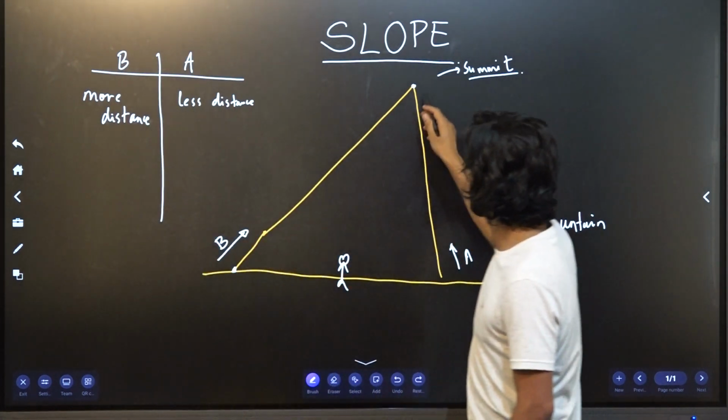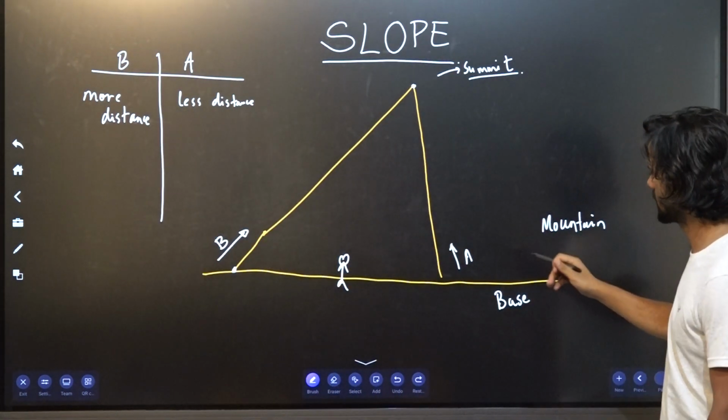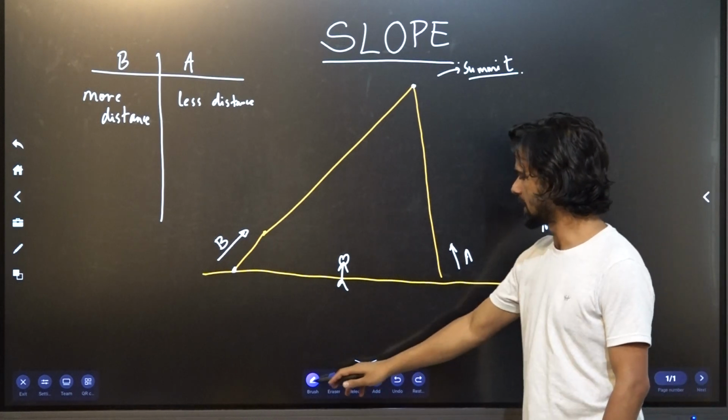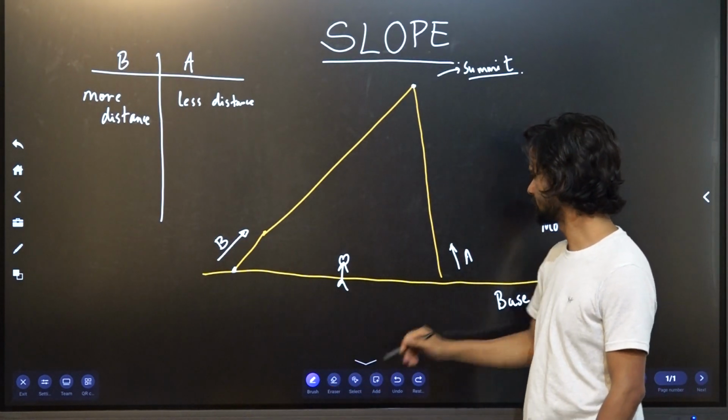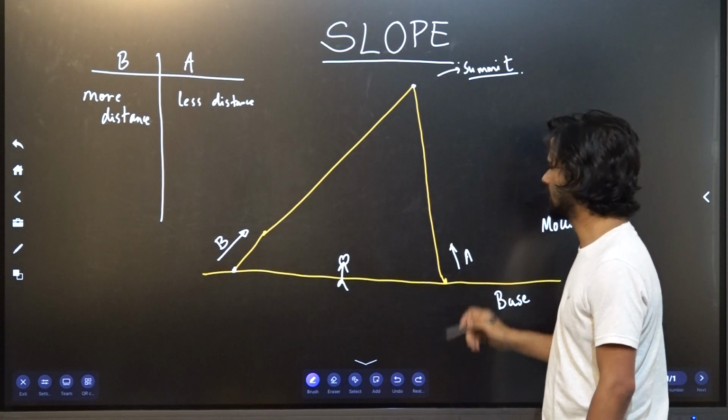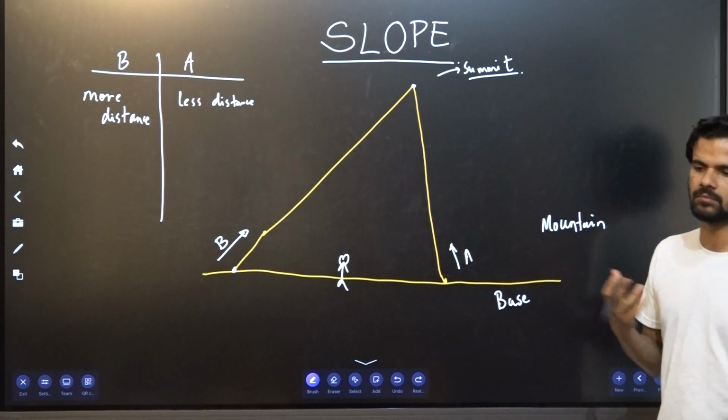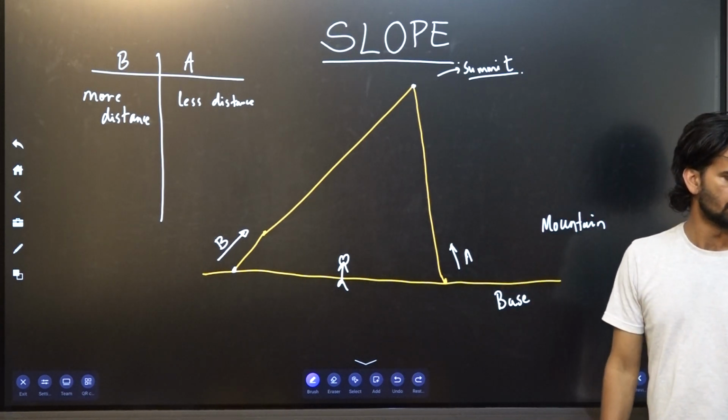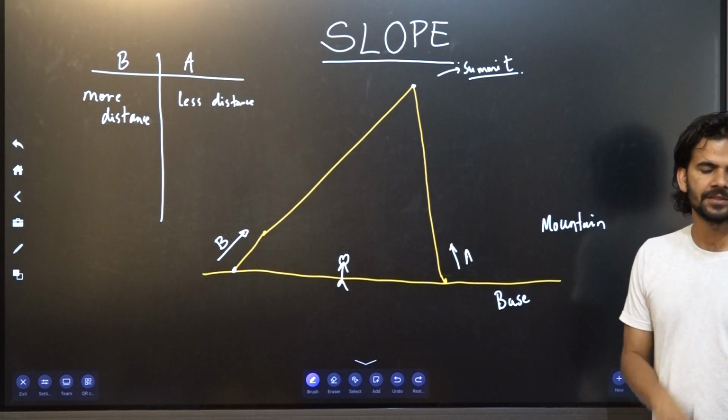The distance of path B is more than the distance of path A. That is evident. That is true. It appears to be true. What else is different?